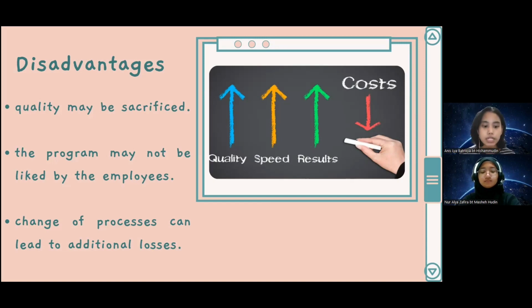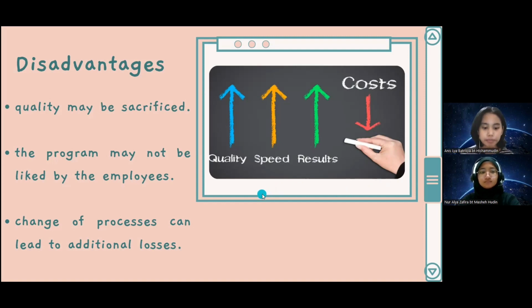The next one is that the company might also have to reduce the quantity of their employees in order to proceed with these methods. Hence, the program may not be liked by the employees. So the disadvantage is maybe some of the employees might riot or might disagree with these changes.